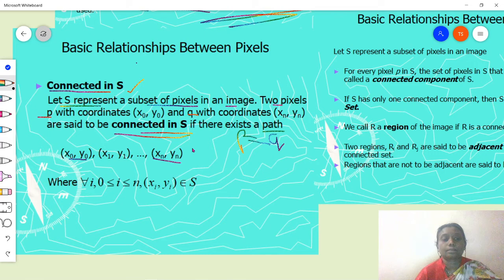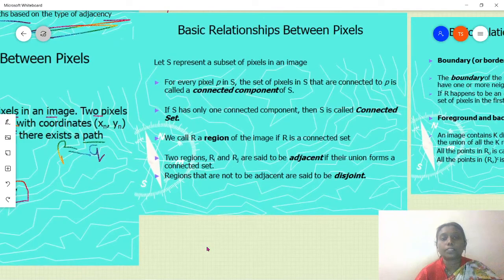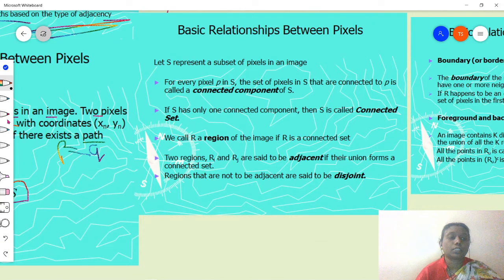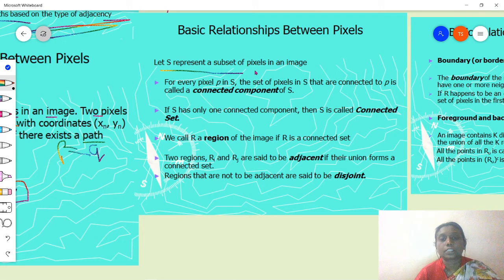And the condition is, for all i values, 0 is less than or equal to i and less than or equal to n, xi comma yi belongs to S. Now coming to the generalization of this connected path, let S represent a subset of pixels in an image. For every pixel P in S, the set of pixels in S that are connected to P are called connected components. Then, if S has only one connected component, S is called a connected set.